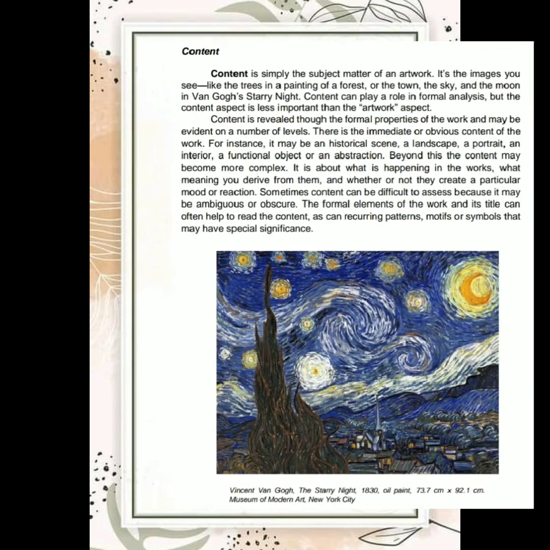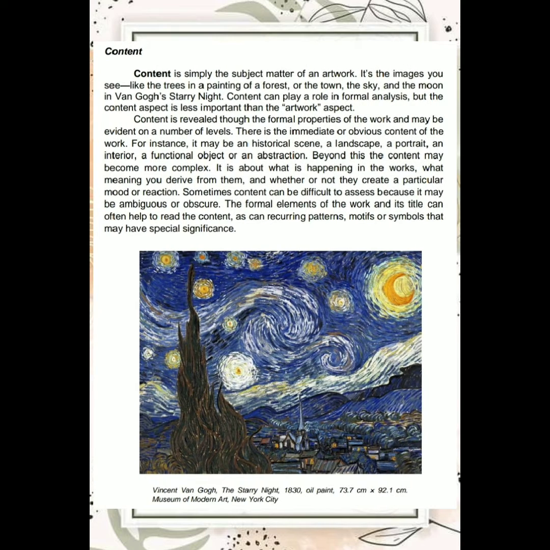So the next topic that I will be discussing is all about content. Content is simply the subject matter of an artwork. It's the image you can see, like the trees in a painting of a forest, or the town, the sky, and the moon, in Van Gogh's Starry Night. Content can play a role in a formal analysis, but the content aspect is less important than the artwork aspect.